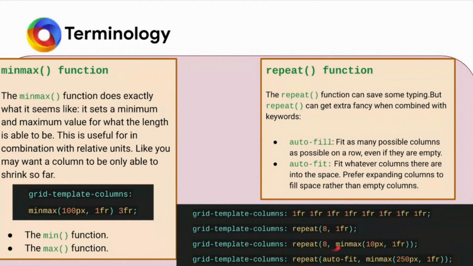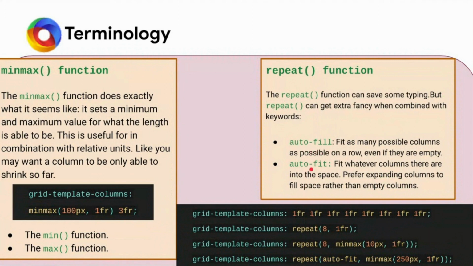Okay. Similarly, instead of 1FR, we have seen the min-max function. We can add min-max, which should be a minimum of 10 pixels and a maximum of one fraction unit. Like that, accordingly, we can arrange based on our layout. And the repeat function also takes one more option: instead of 8, you can write auto-fit or auto-fill.